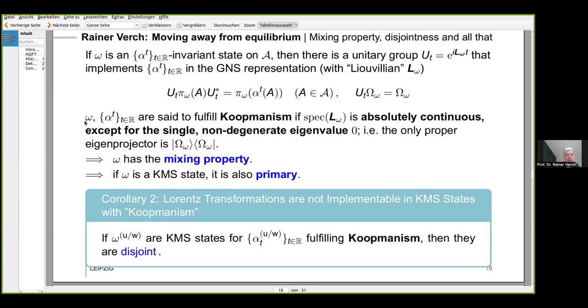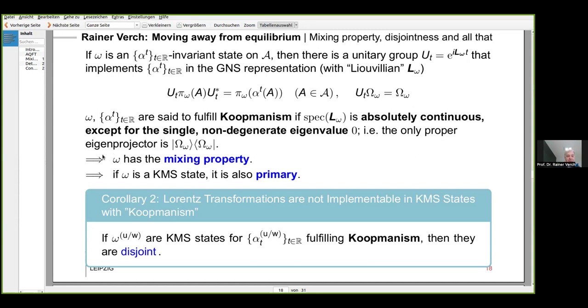And one says that the state, an invariant state, and this automorphism group are said to fulfill Koopmanism if the spectrum of this Liouvillean operator is absolutely continuous, except for the single non-degenerate eigenvalue 0. In other words, the only proper eigenprojector with eigenvalue 0 then is the projector on the one-dimensional subspace spanned by the GNS vacuum vector. Obviously there must be an eigenvector with eigenvalue 0, but the statement is there is no other.